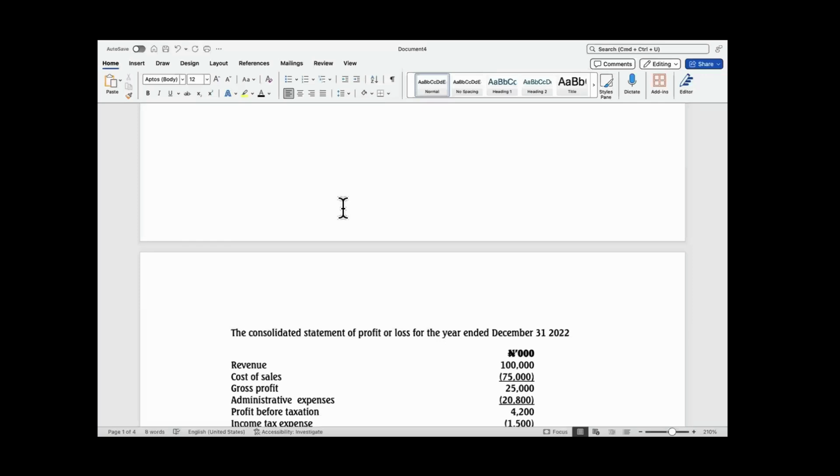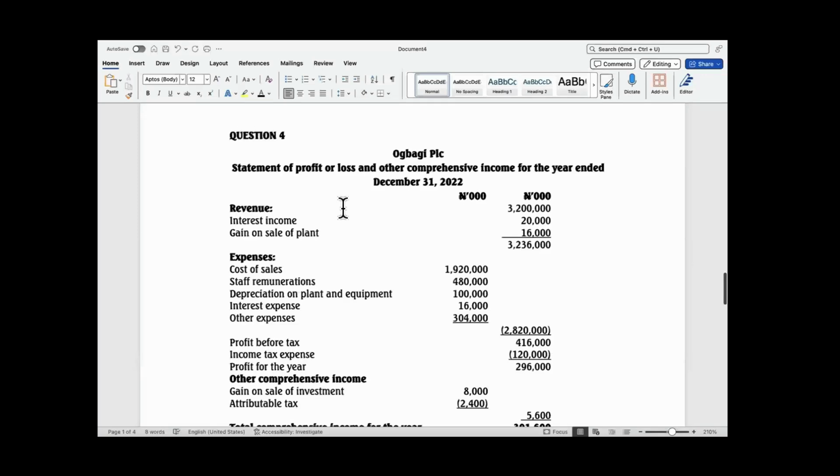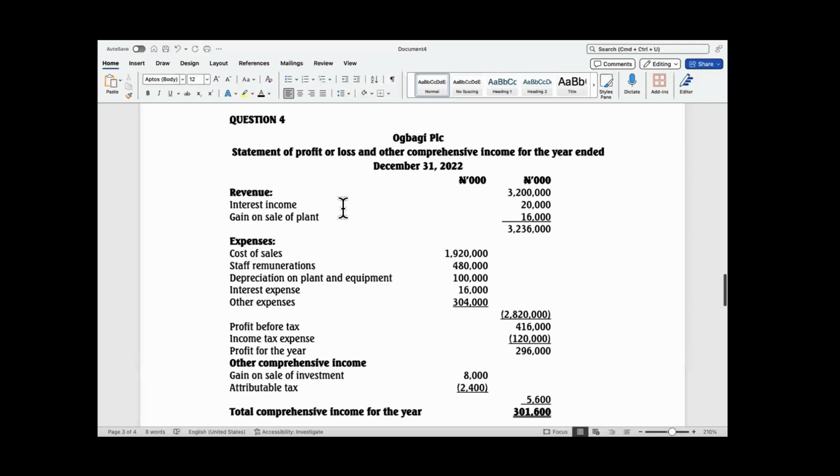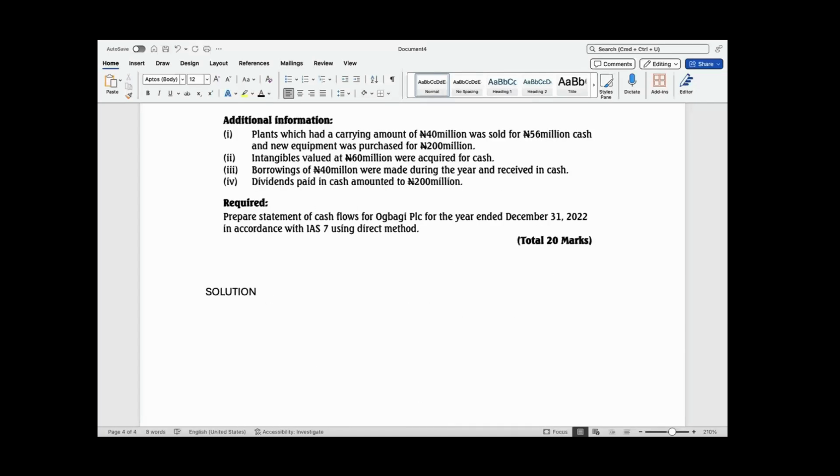Before I do that, the next question, which is question 4 of last diet, was also on statement of cash flows. So last diet, two questions on statement of cash flows. It's not a topic you want to joke with. You really have to get a good hold of it, and it's always very easy if you understand the technique.